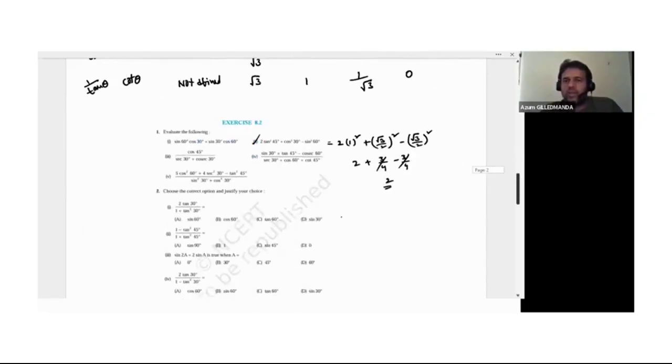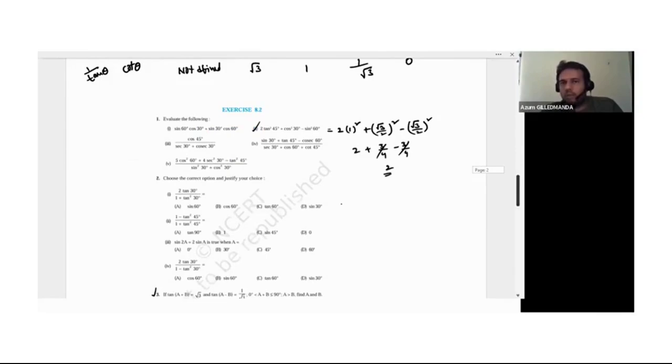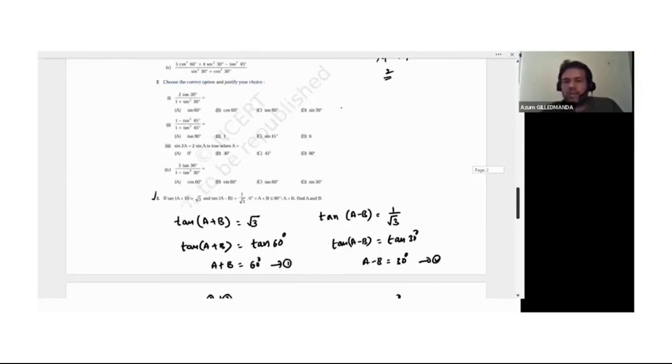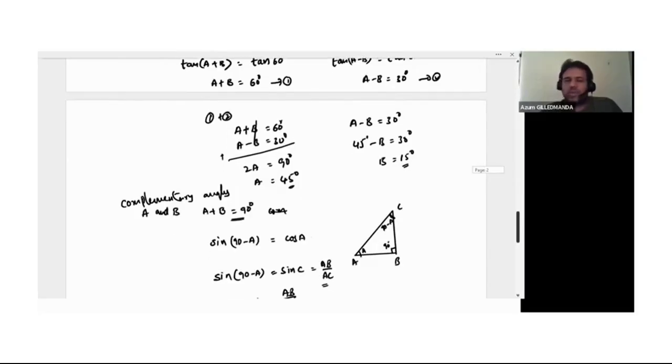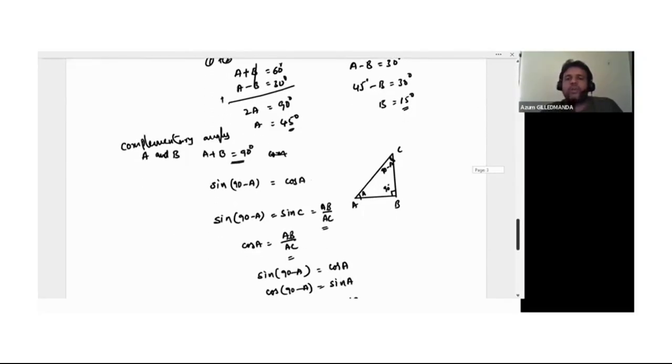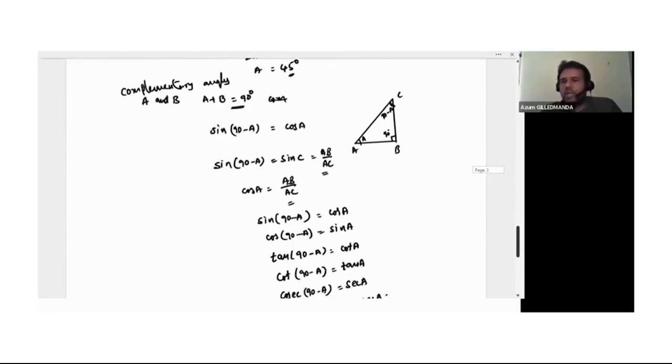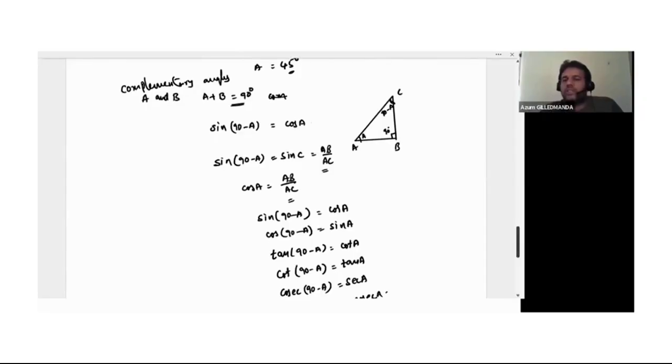And then we also looked at what type of problems we get in the board exam. We just need to substitute the values, simplify and get the answers. And then we looked at complementary angles, what they are and how the trigonometric ratios behave for them. So it's basically sine 30 is nothing but cos 60, and cos 60 is nothing but sine 30, like that.